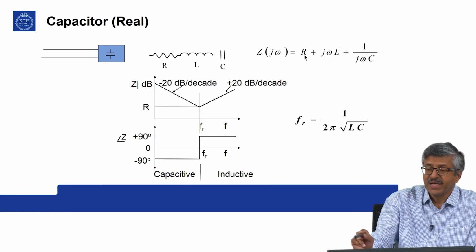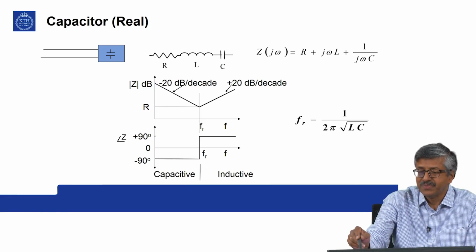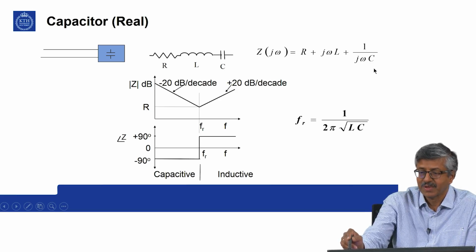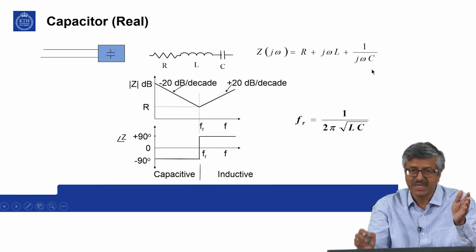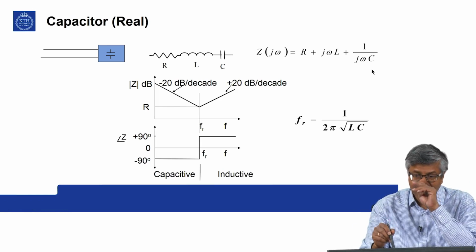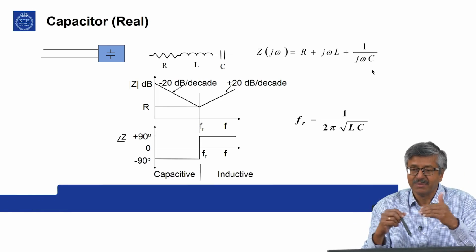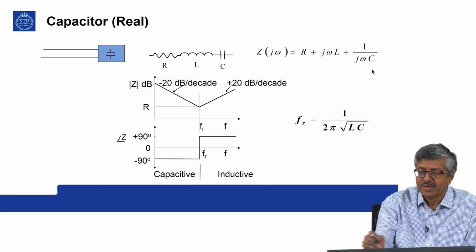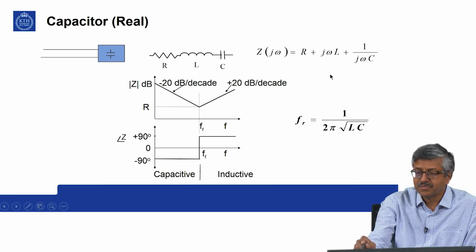So as the frequency continues to increase, you see that the impedance from the inductive part is increasing, whereas the impedance from the capacitive part is decreasing. So inductive part increasing, capacitive part decreasing, and at some point both will become equal and cancel each other. Because this is j omega L, and this is 1 by j omega C, 1 by j is minus j.